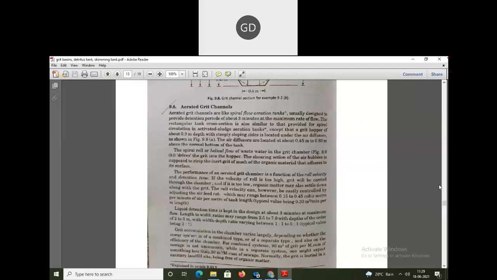And it has a grit hopper of about 0.9 meter depth, with sloping sides, which is located under the air diffuser. So there is an air diffuser also.